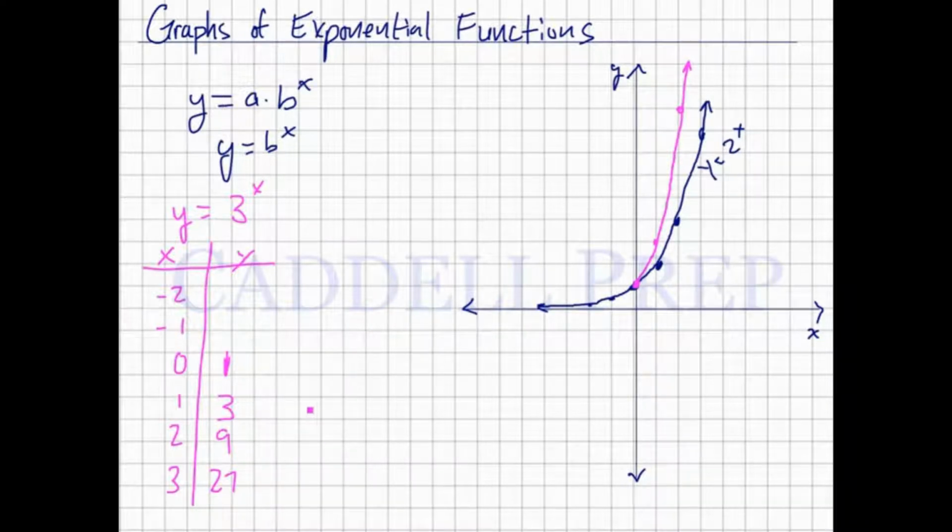Now with the negatives, 3 to negative 1 is going to be 1 over 3. So this would be 1/3. And then 3 to negative 2 is going to be 1 over 3 squared, 1/9. So on this side, it actually gets smaller more quickly than past 0, where it grows more quickly. But still, it's not going to go below the x-axis. So this one is y equals 3 to the x.